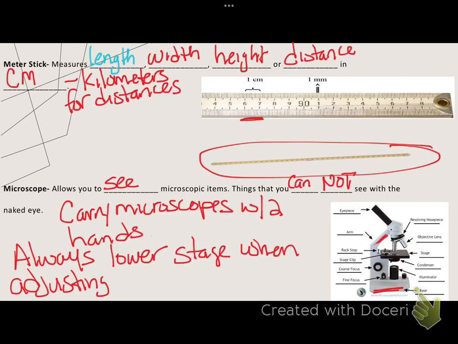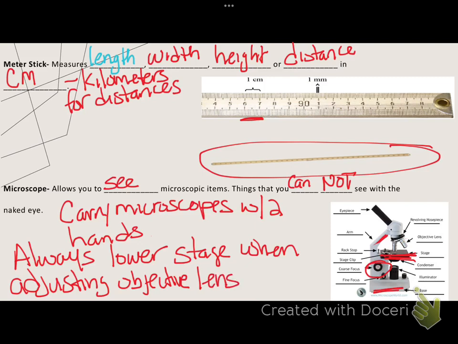This part right here is the stage, and if you leave it as high as it was when you're on a smaller magnification and then turn to a larger one, that's probably going to be long enough that it could hit the stage and crack the lens. So you always want to lower these knobs here, put the stage up and down. So you always want to lower them down, and then you want to turn the objective lens.